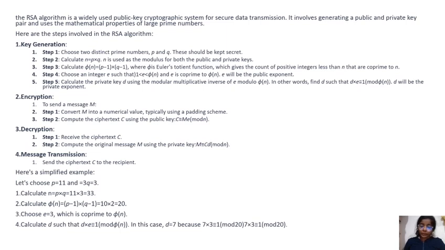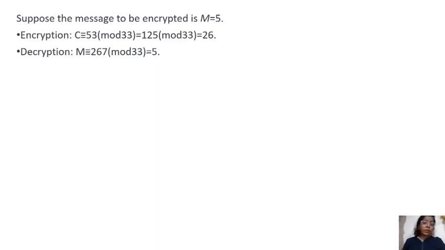Suppose the message to be encrypted is m equals 5. The encryption is C equals 5 to the power 3 mod 33, which is 125 mod 33, which equals 26. The decryption is m equals 26 to the power 7 mod 33, and we get the output as 5.